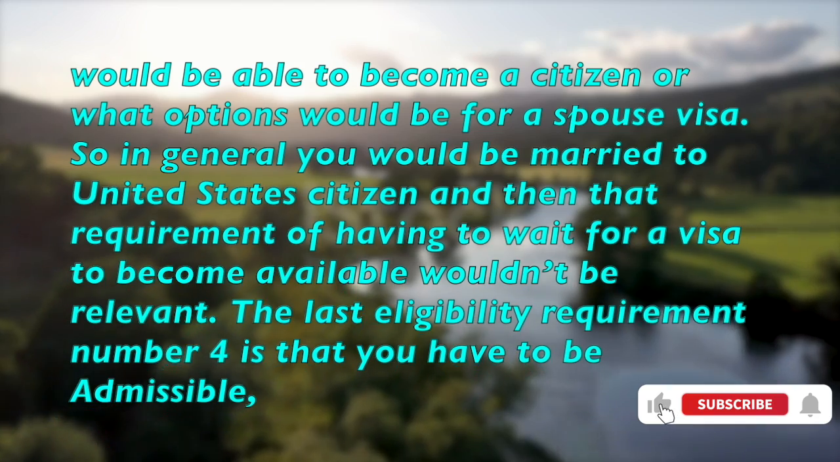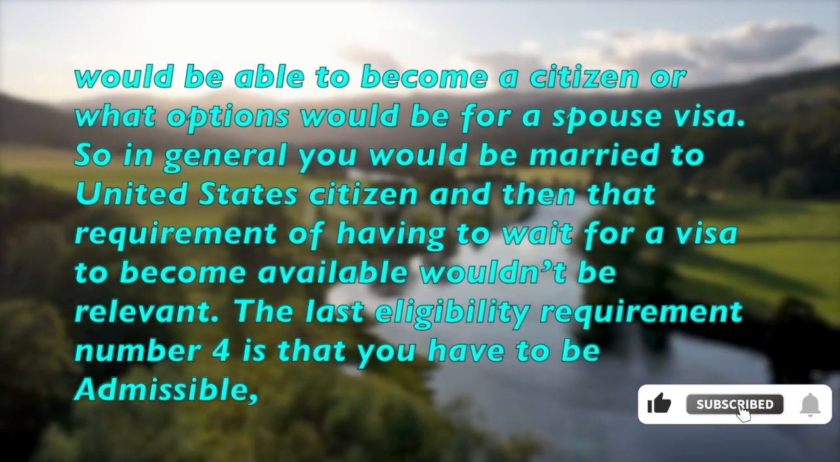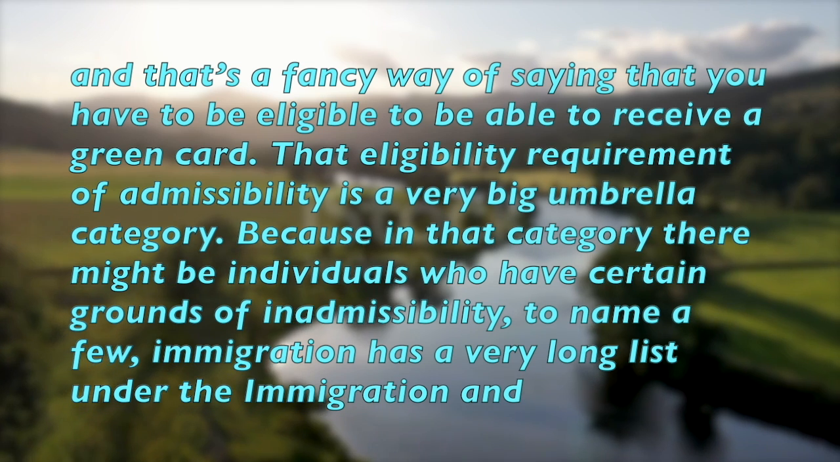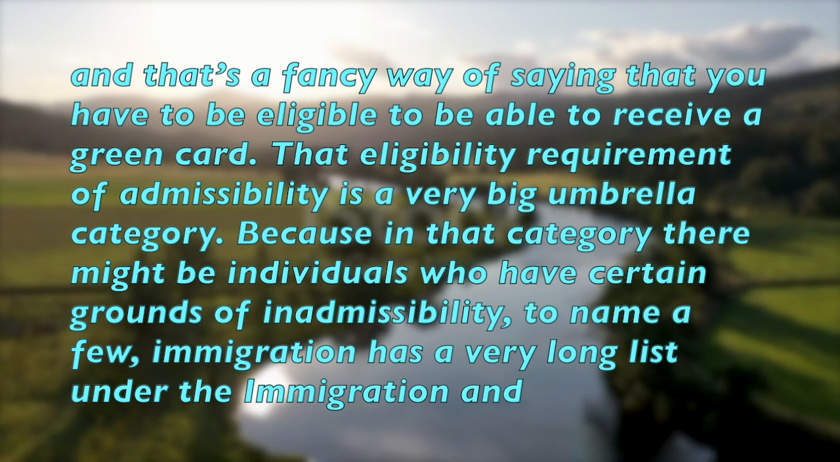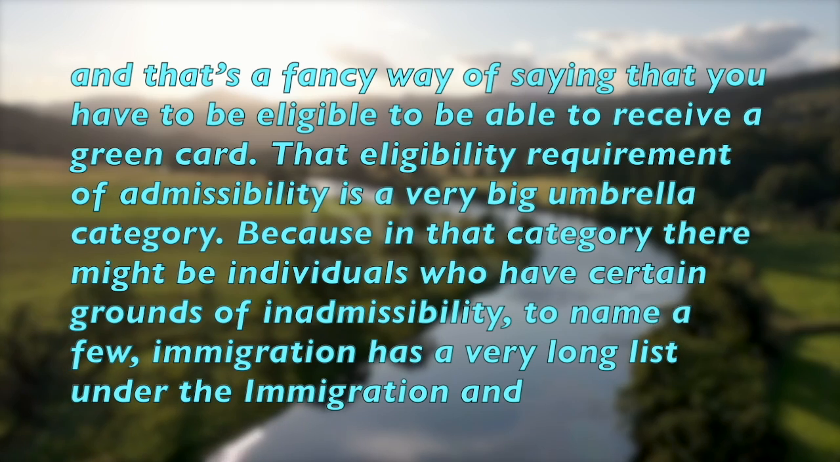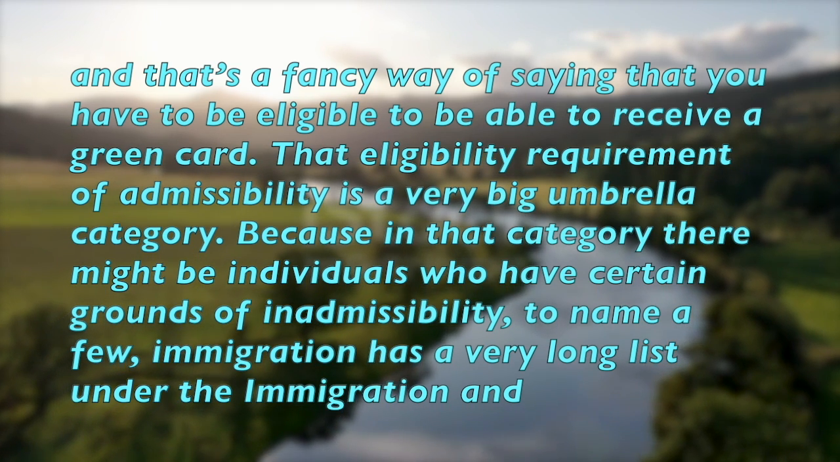The last eligibility requirement, number 4, is that you have to be admissible, and that's a fancy way of saying that you have to be eligible to receive a green card. That eligibility requirement of admissibility is a very big umbrella category, because in that category there might be individuals who have certain grounds of inadmissibility.